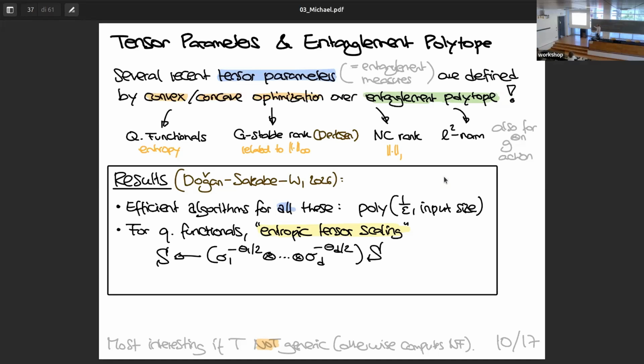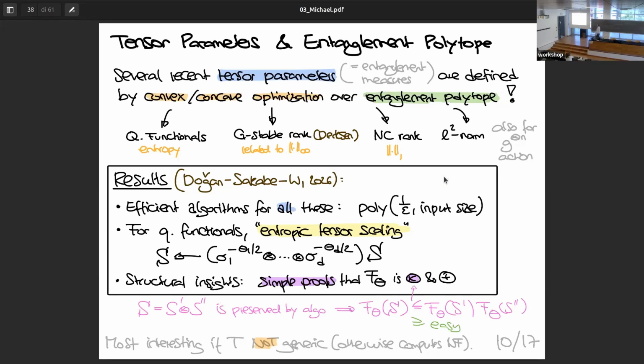And these theta, I remind you, are the weights in the definition of quantum functions. So just imagine theta is 1 over d. Then this is the inverse 2d-th root. You do all of them at the same time. It has nice properties. Like if your tensor is symmetric, then it stays symmetric because all the margins are the same, and so on and so forth.